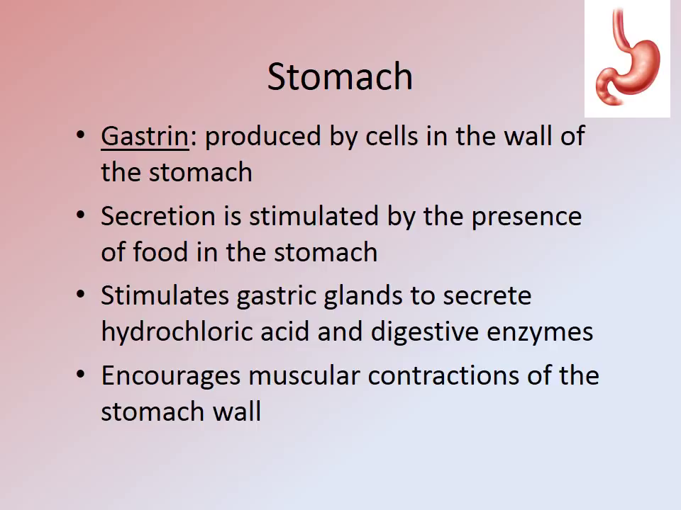The stomach produces hormones, okay? It produces something called gastrin, and this is produced by the cells in the wall of the stomach. Secretion is stimulated by the presence of food in the stomach, and it stimulates gastric glands to secrete hydrochloric acid and digestive enzymes, which is very necessary for the digestion of food. It encourages muscular contraction of the stomach wall as well, which is going to help turn that food into that mass that can then move down to the duodenum for absorption.